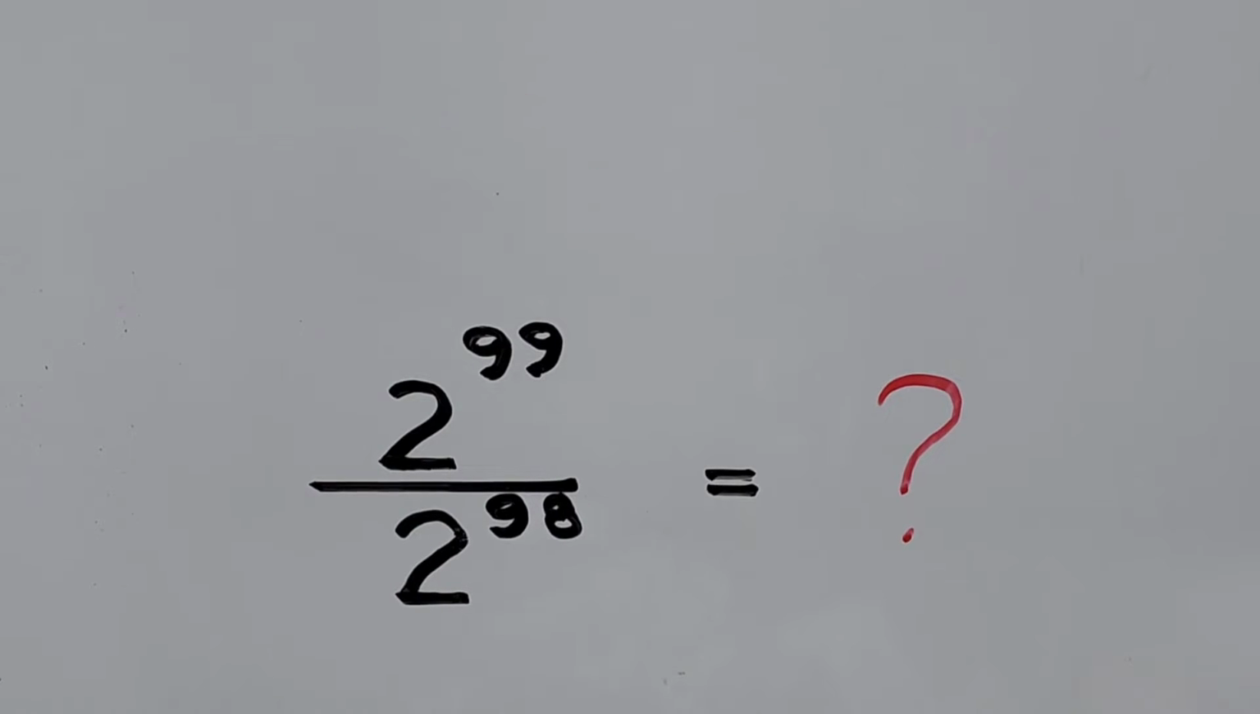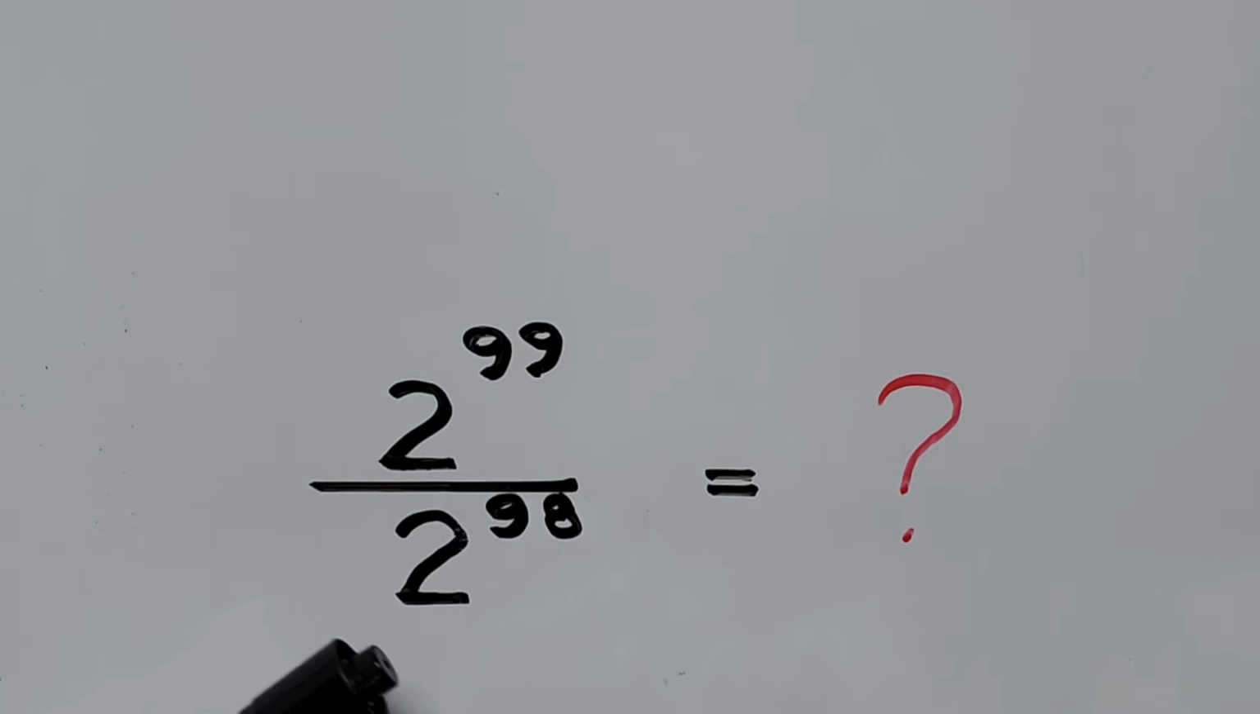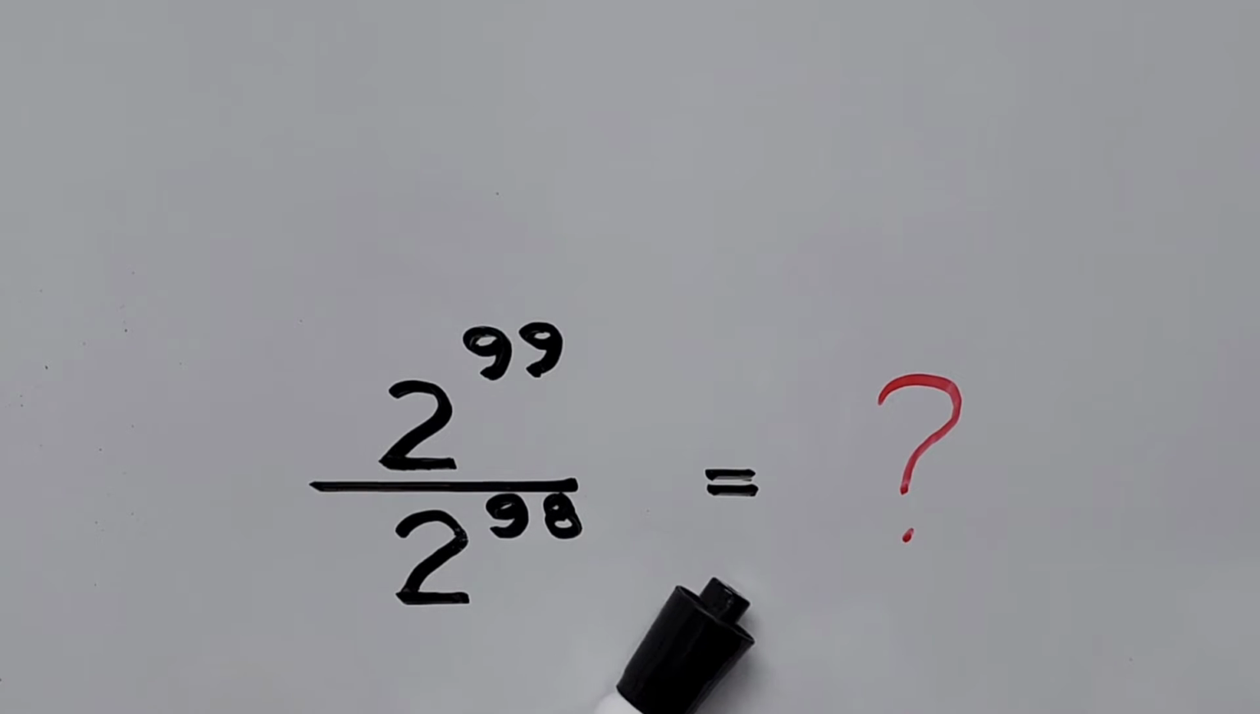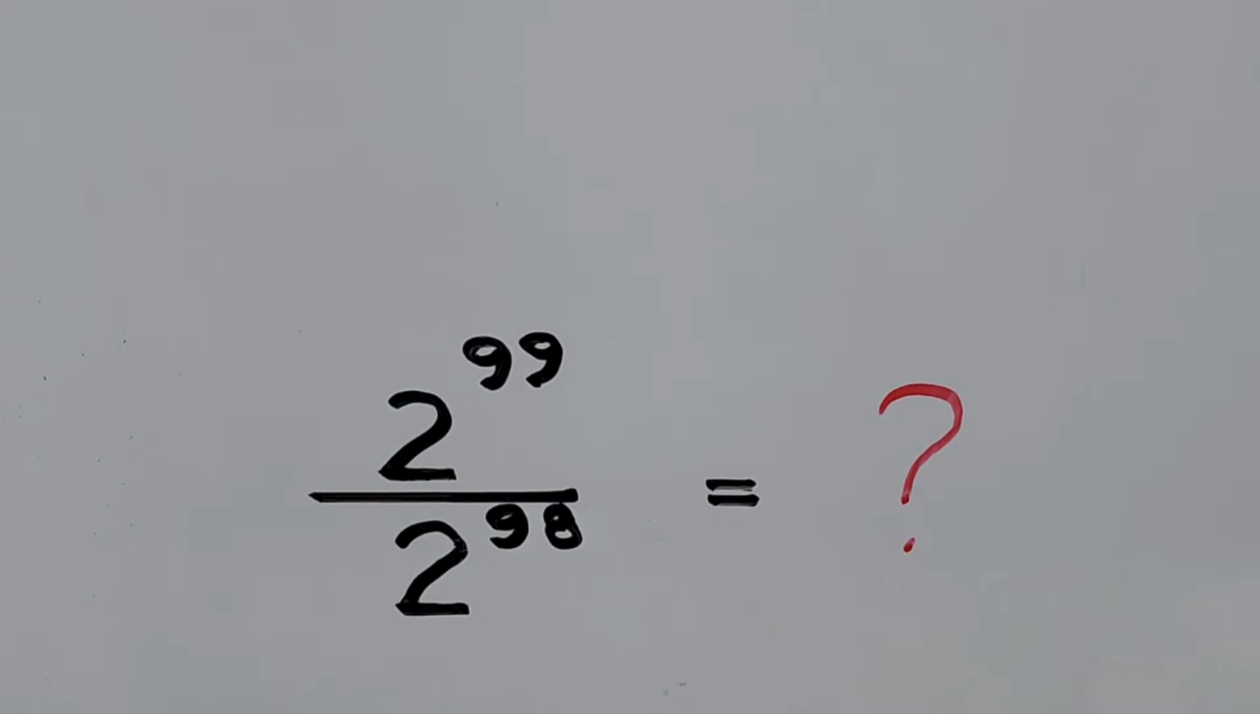Hello everyone, we are here to solve a division problem of two numbers expressed in exponential form. 2 to the power of 99 divided by 2 to the power of 98 equals a question mark. So that's what we need to answer. We're going to solve this division problem without using a calculator. So how are we going to solve it?